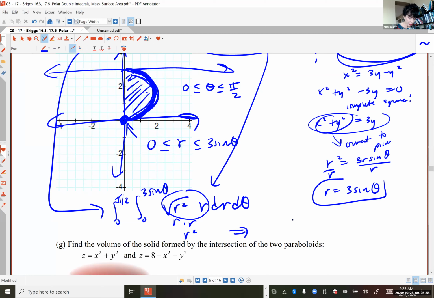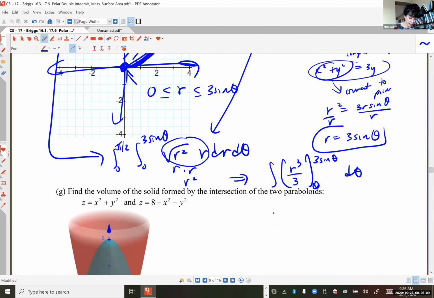So the antiderivative of r squared is r cubed over 3. And you're going to evaluate r cubed over 3 between the limits of 0 and 3 sine theta. That's going to be kind of weird because I'll pull the 1/3 out. You're going to have 3 sine theta cubed. And then when you evaluate it, 0 at 0. But this is going to be 3 cubed sine cubed theta. Okay, Calc 2 time.